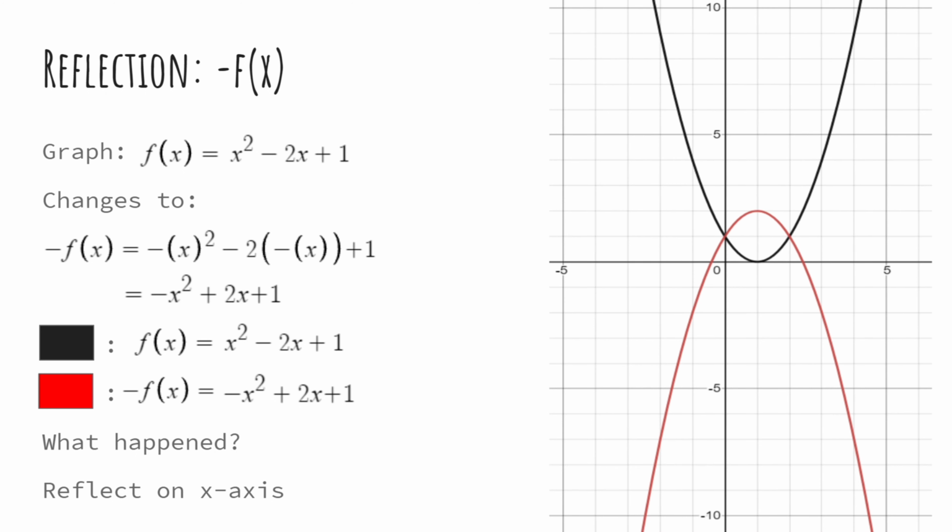The second reflection is when the minus sign is outside of the x in the bracket. This will then reflect the curve on the x-axis. As you can see, the black line is x squared minus 2x plus 1. And when f(x) becomes negative f(x), the equation will be negative x squared plus 2x plus 1. This will then make the graph reflect on the x-axis, which is now the red line, negative x squared plus 2x plus 1.